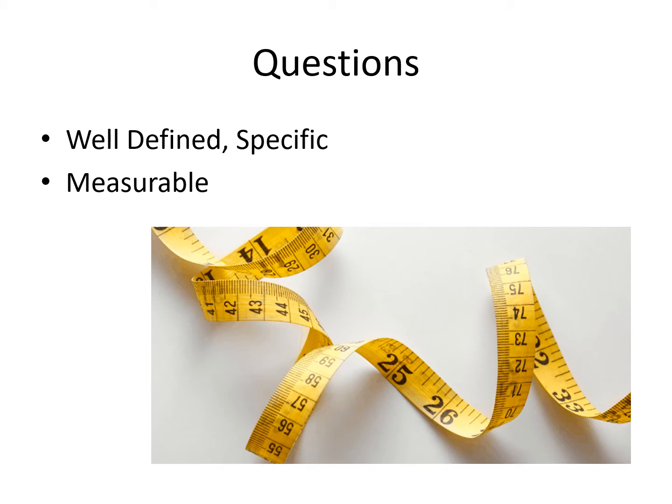If you ask somebody, what is the meaning of life? That is not a good scientific question. It's not well-defined, and it's definitely not measurable. But if your question instead is, does vitamin D decrease the symptoms of depression? That is very well defined, it's specific, and it is measurable.